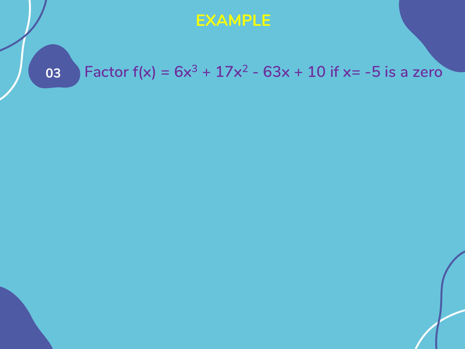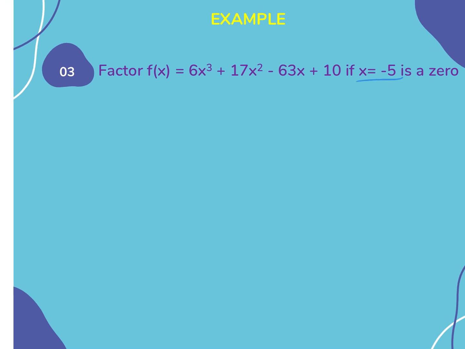All right, same thing here. They give us now x equals negative 5 is a 0, so I'm going to go ahead and plug that into our synthetic division. Right, we should expect a 0 as a remainder. So 6, 17, negative 63, and 10. Right, so whatever we get here, we should expect a 0.